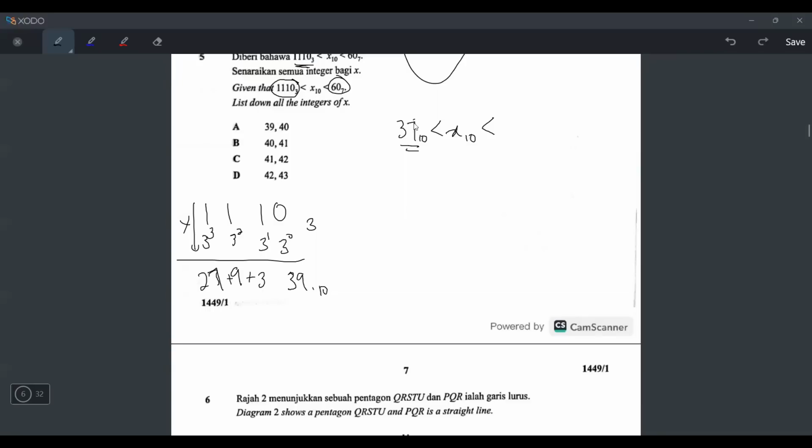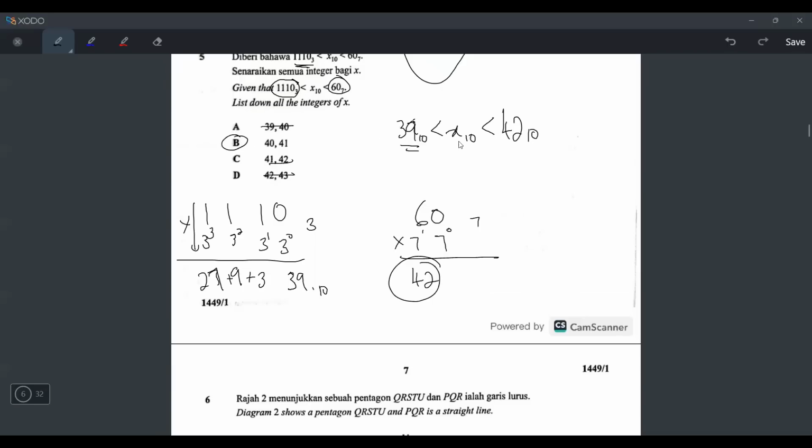Okay, what about the other side, this side? This is 60 base 7. So 60 base 7, I want to convert to base 10. I'll write down the place value, 7 power 0, 7 power 1. And then times 6 times 7 power 1 is 42. 0 times whatever is still 0, so 42. So now I can tell which the possible values of x must be, the x must be in between 39 and 42. Means it has to be bigger than 39, but smaller than 42.